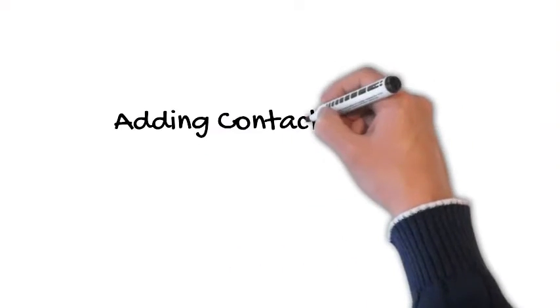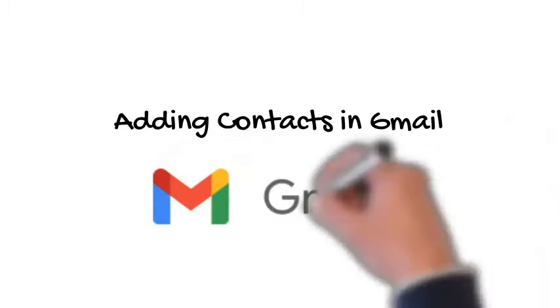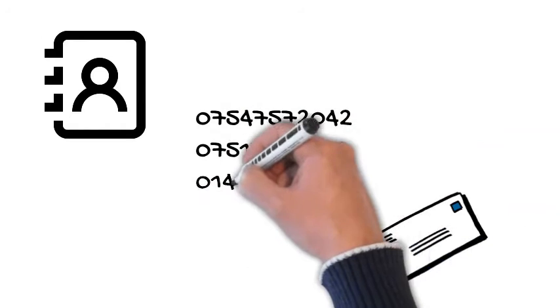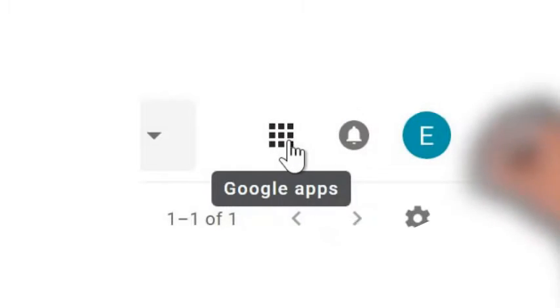Adding contacts. Like all major email providers, Gmail lets you keep an address book of contacts so you don't have to memorise everyone's email addresses. You can also add other contact information like phone numbers, birthdays, and physical addresses. To add a contact, click the Google Apps button, then click the Contacts button in the drop-down menu.